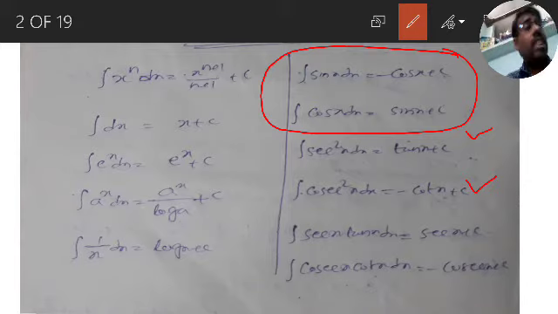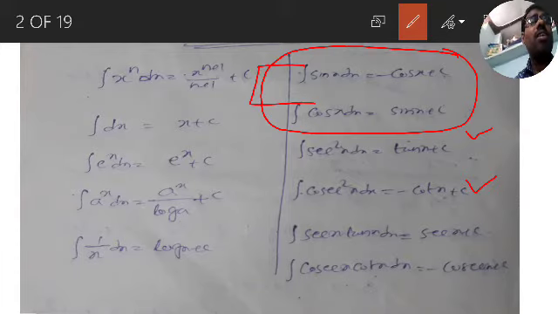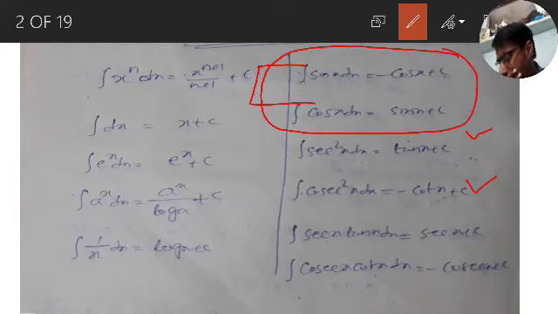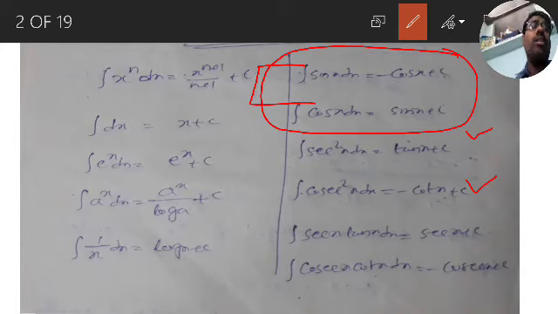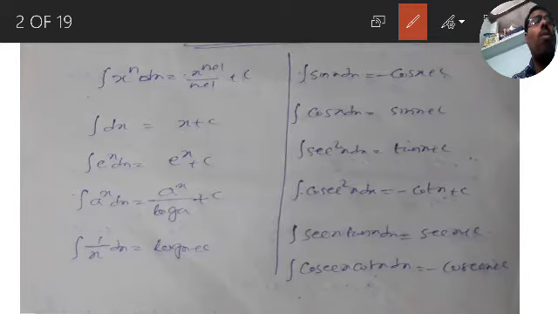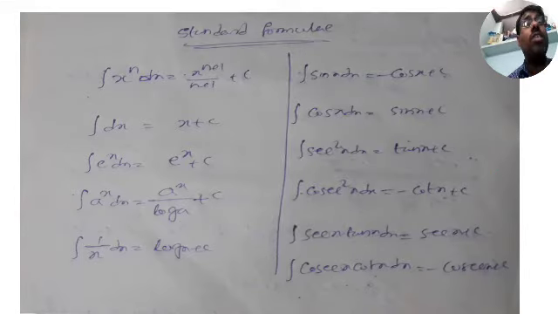In the next classes, we are going to find integration of tan x, cot x, sec x, cosec x. All those will come in the next concepts. We are going to learn them. Don't worry. What I am telling today is that every one of you must learn by heart and remember these 20 formulas. These are the first 11 formulas. Now let me go to the next formulas.